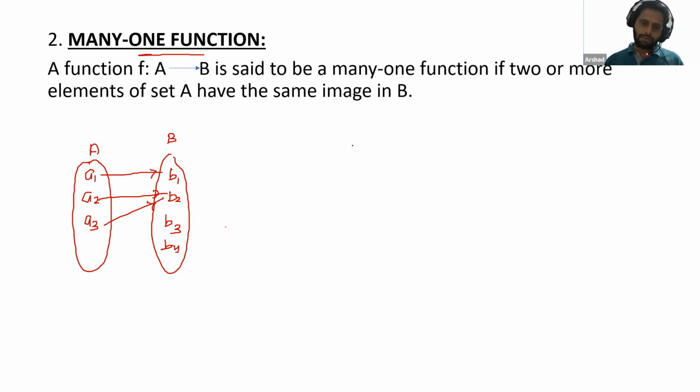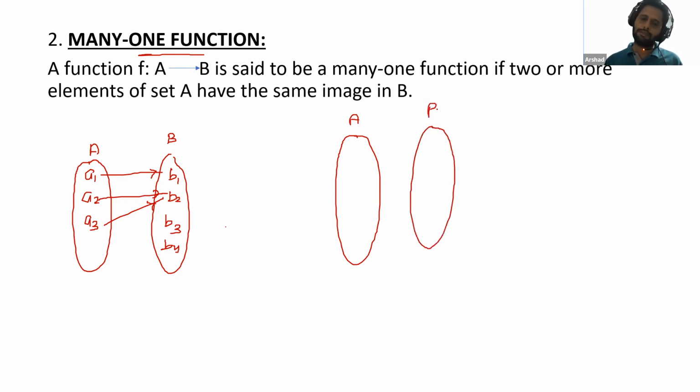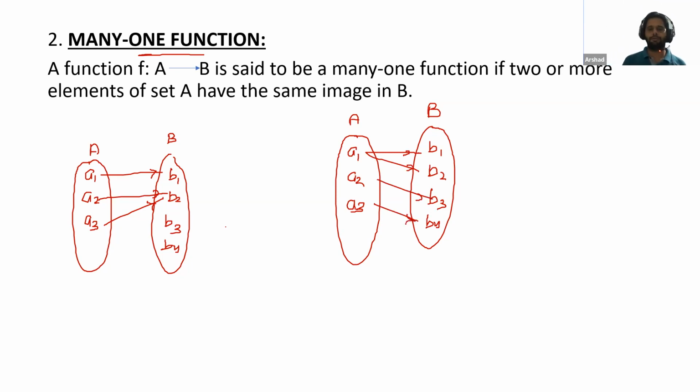Now, this question is from Josefa. Josefa, please tell me whether this is many one or not. This is A, this is B, this is A1, A2, A3, this is B1, B2, B3, and B4. So A1 is linked with this, A1 is linked with this, A2 with this one, A3 with this one. So Zephyr, please tell me, is this a many one function or not?